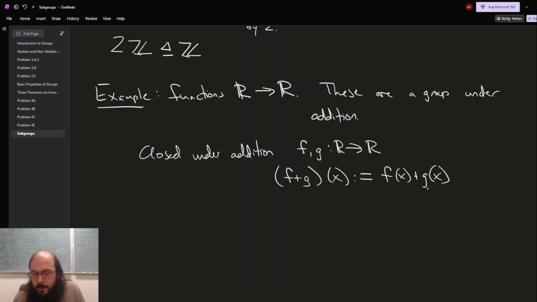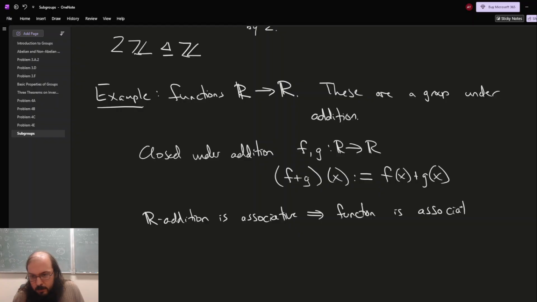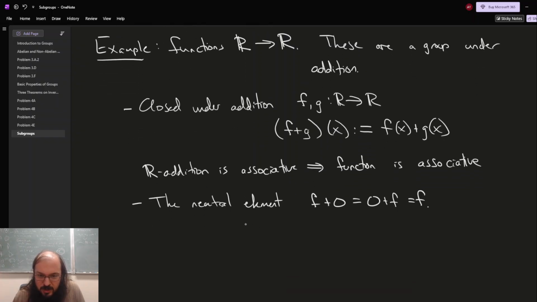Because normal number addition is associative, that gets us that function addition is also associative, by just checking it element by element. There's a zero element, a neutral element. The neutral element satisfies f plus 0 equals 0 plus f equals f. And what is that function? It's the 0 function.